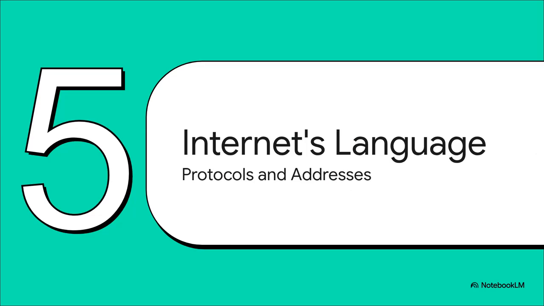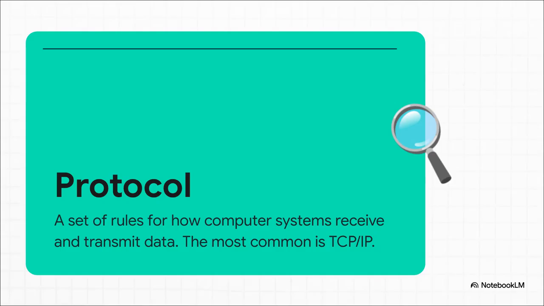So think about it. You've got billions of devices all trying to talk to each other. How is that not just complete and utter chaos? Well, it all comes down to two things. They all need to speak the same language, and every single device needs its own unique address. That common language is called a protocol. It's basically a rule book for how data gets sent and received. It's what lets a computer in Brazil talk to a server in Japan without any confusion.